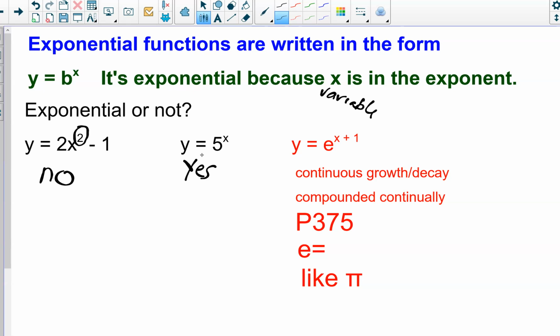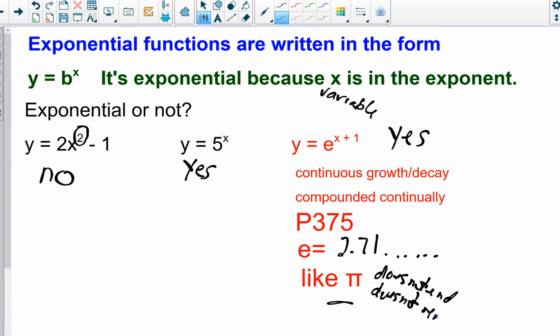And the third one here, I would have to say yes. E is just a number, approximately 2.71, and it keeps going on. It's kind of like pi. It does not end, and it does not repeat.